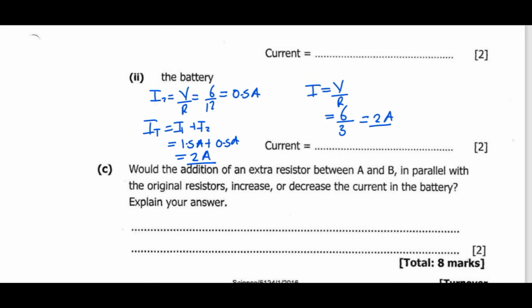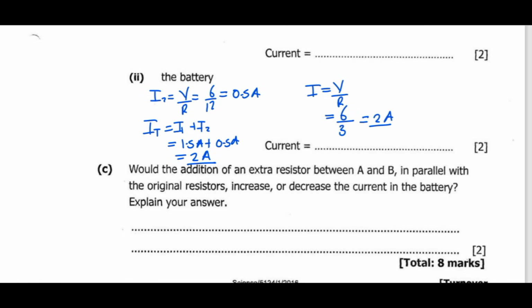Then would the addition of an extra resistor between A and B in parallel with the original resistors increase or decrease the current in the battery? Explain your answer. So would it increase or decrease the current? What is the addition?